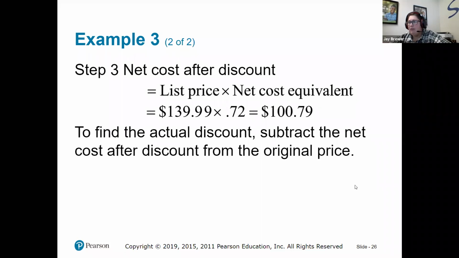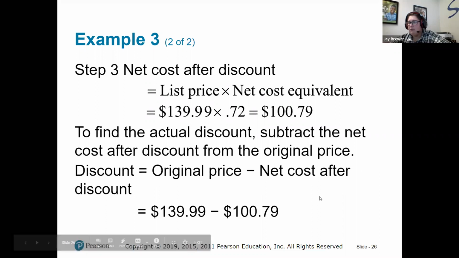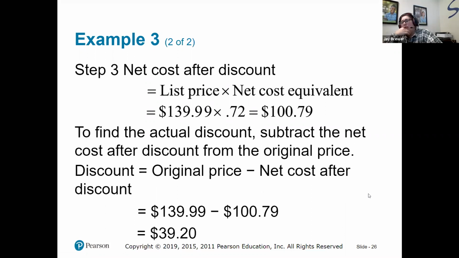To find the actual discount, subtract the net cost after the discount from the original price. Discount equals original price minus cost after discount. Okay. So if you wanted to know the cost of the discount or the amount of the discount, then you can just subtract the two. The other way to do it would be, if you did it the first way, you would have to take the first subtraction and the second subtraction and add them together.